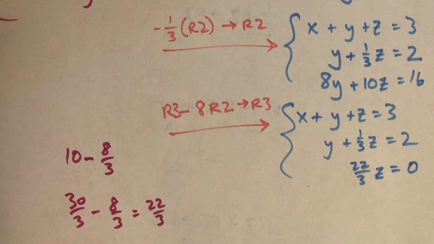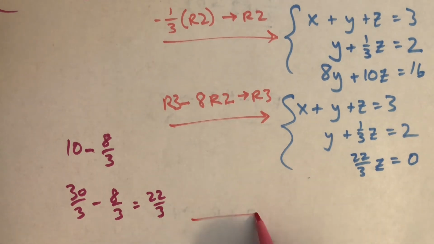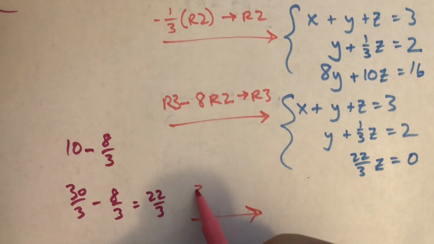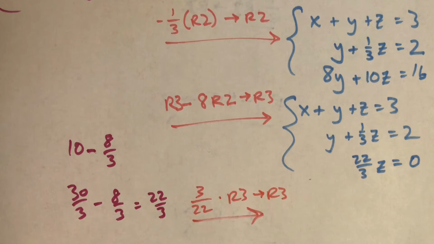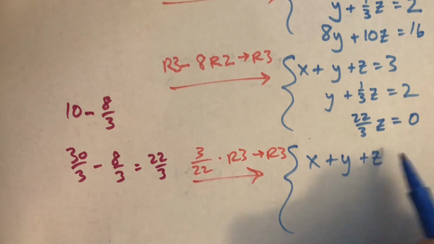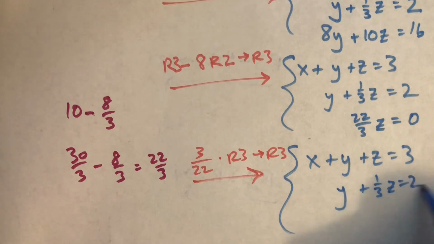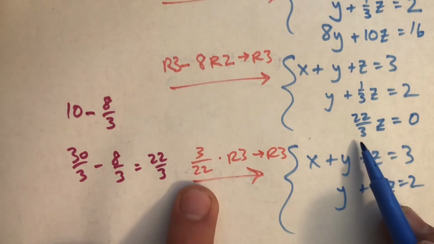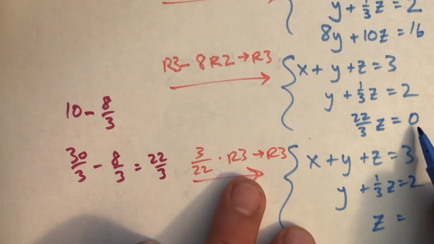So now we just need to get rid of our coefficient there, right? And we can do that by multiplying by the reciprocal. So I'm going to take row 3, multiply it by 3 over 22, and replace it. I've got x plus y plus z equals 3, and this one is not changing. And then this one, I multiply everything by 3 over 22, so that fraction just goes away. And 0 times anything is always 0.